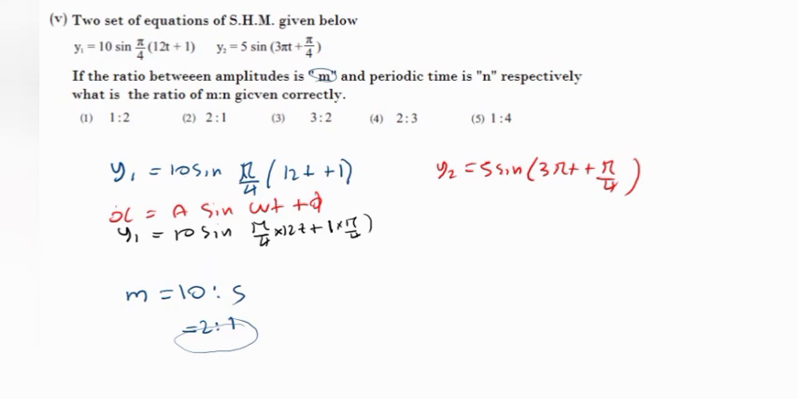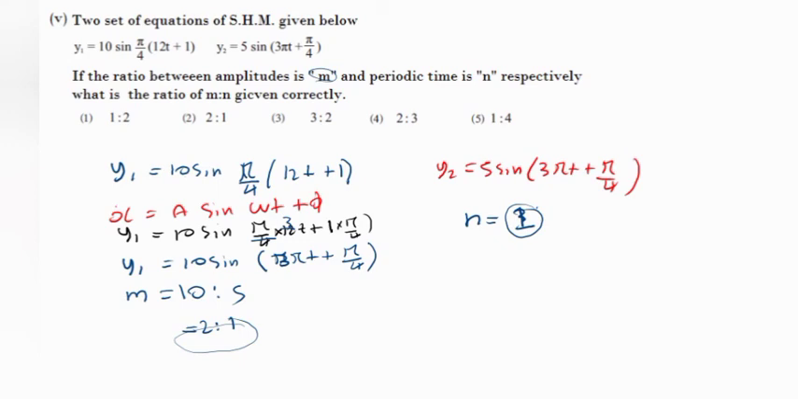So y1, what is y1? y1 is going to be 10 sine. Now solve it, 3. In the bracket you can write it like 3 pi t plus pi over 4. So the latter half is the same. Here these two have no difference. Now the omega is the same. If the omega is the same, the periodic time is going to be the same. n equals 3, the same thing, similar thing, which means the ratio is going to be 1.